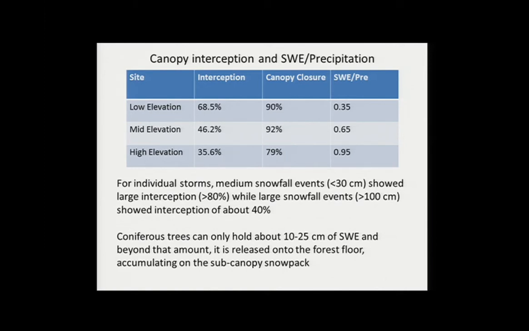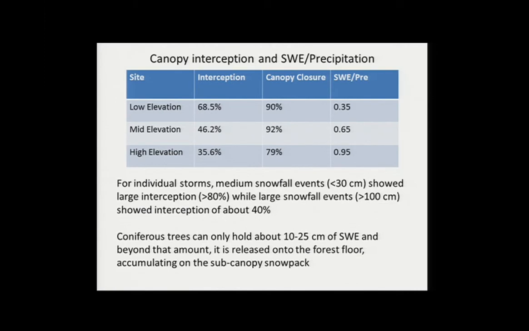So here's just a little bit of our results. I'm not going to dwell on these too much. It's just at the low and mid-elevation sites we have fairly high canopy interception. The proportion of snow in the gaps relative to that in the forest, that's how we're measuring canopy interception, the snow on the ground. We have much higher canopy closure at those sites, so the structure's a little different from the high elevation sites.